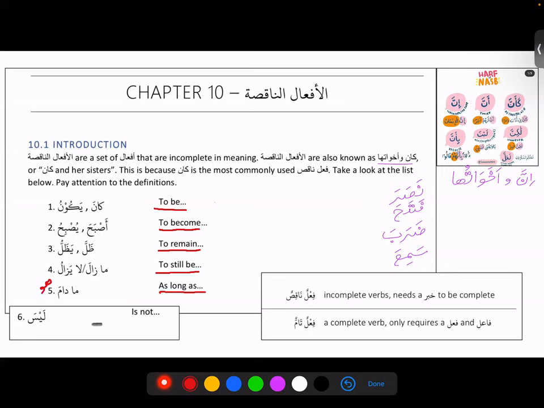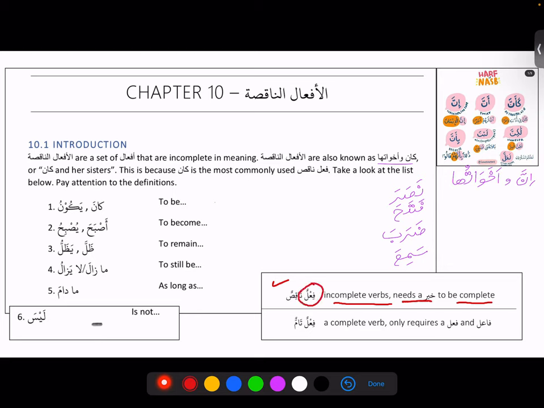So now you guys tell me, what do you notice here? It's incomplete. We need something. Exactly, the action is not there. There is no action in it. So that's why we call them Afalul Naqisa. And in that sense, we can divide afal into two categories. Afalun naqis means an incomplete verb that needs a khabar to be complete.